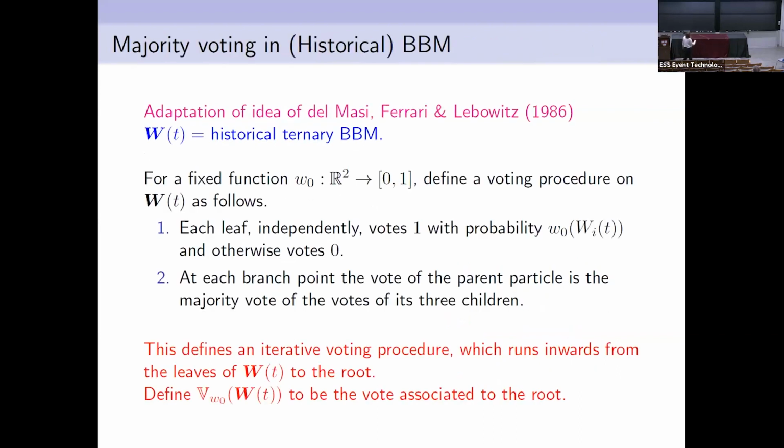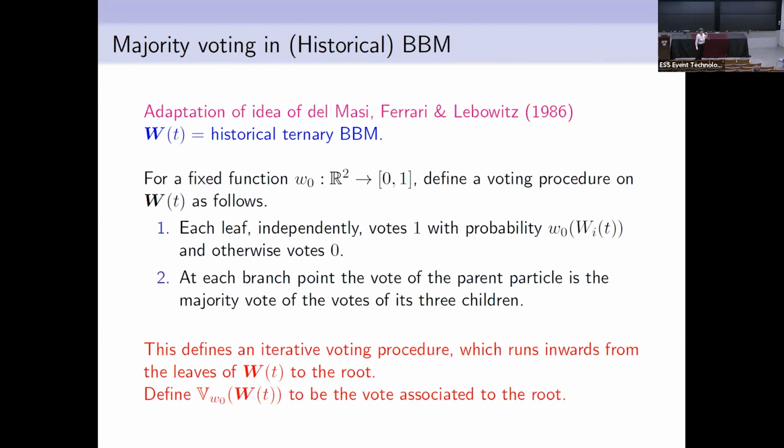There's a typo, this should be De Masi. And then we adapt an idea of De Masi, Ferrari, and Lebowitz. So what's the idea? I'm writing W_t for that whole tree, that historical ternary branching Brownian motion. The tree is swept out by my process. And then for my initial condition, W_0, wherever there's a leaf, I evaluate W_0. And that gives me a number between 0 and 1.